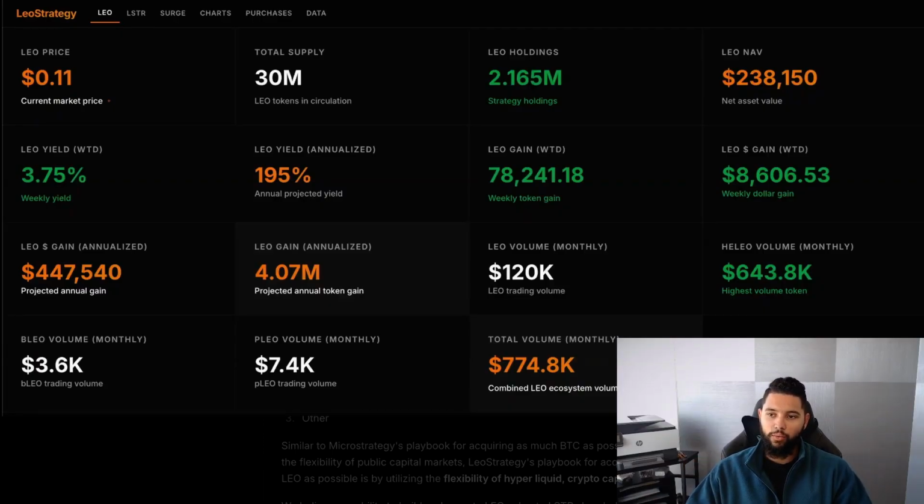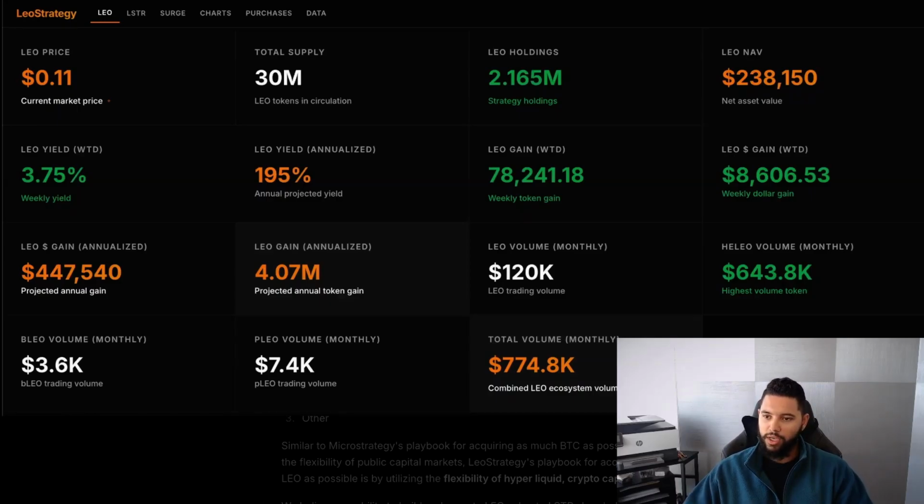So over the past week, essentially they added, and it says it here, I believe, 78,241.18 LEO to the LeoStrategy balance sheet without adding any more LSTR shares, which means that the LPS was raised by 3.75% in the past week. Then you annualize that by multiplying by 52, and you get 195% annualized LEO yield. So that's how you get the yield, essentially just the growth of LEO per share of the fund. And since LSTR shares are backed by the LEO held by LeoStrategy, that's how you get the value of the fund, or the net asset value.